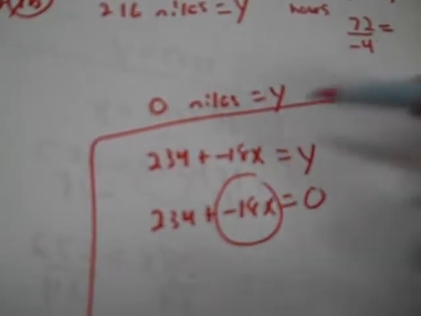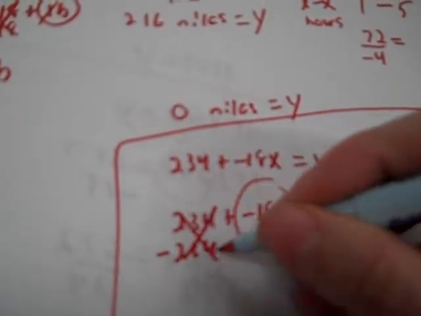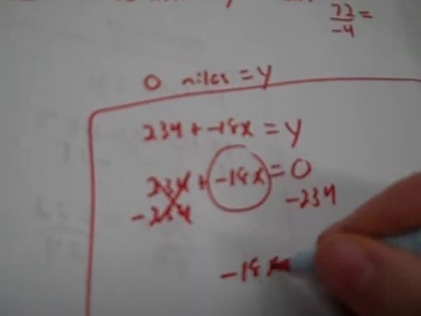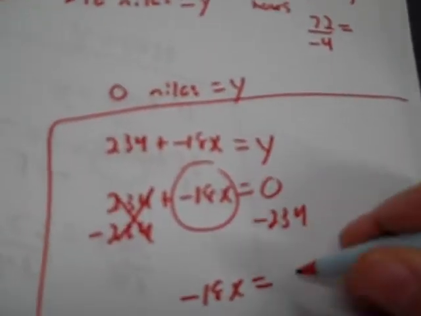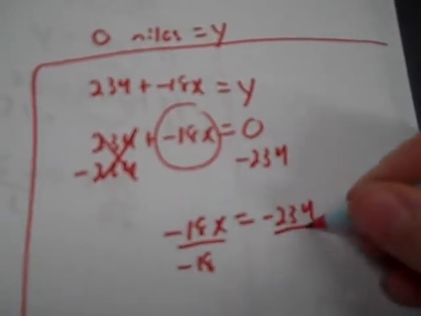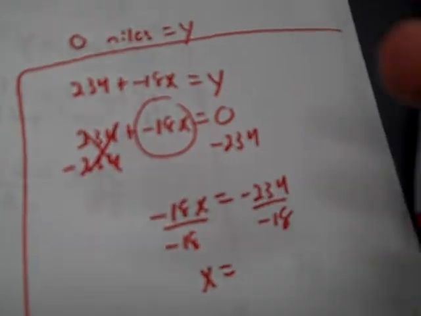Okay, now let's get the x by itself. So I need to minus 234 from both sides of my equation. Negative 18x, and 0 minus 234 is negative 234. Then divide by negative 18. And that's your answer.